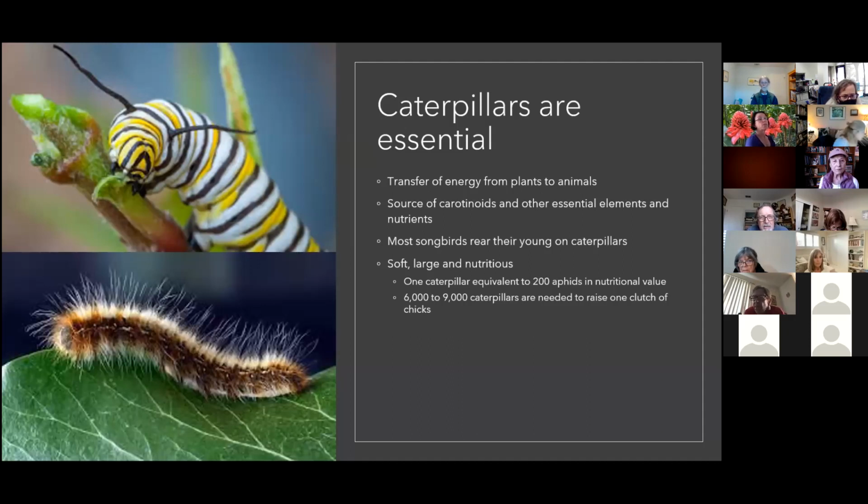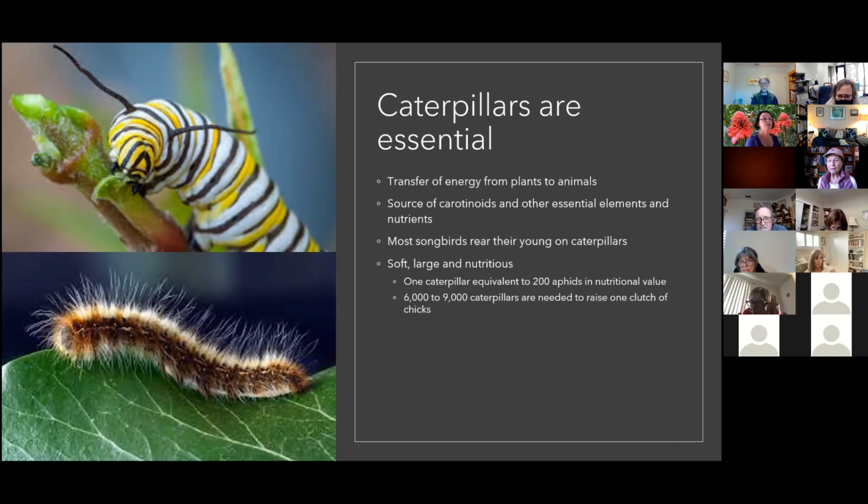Those caterpillars are really essential in many ways. They transfer energy from the plants to the wildlife area, and they are a good source of carotenoids and other essential nutrients. And like I said, most of the songbirds rear their young on these caterpillars because they're big and large and nutritious and so much more efficient than trying to feed aphids, for example, to your baby chick.